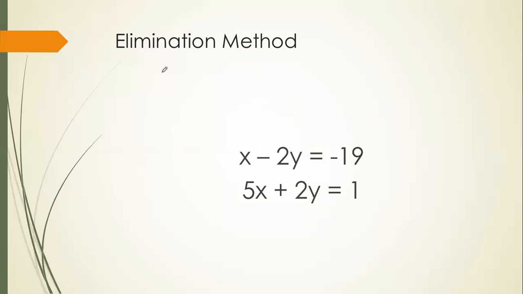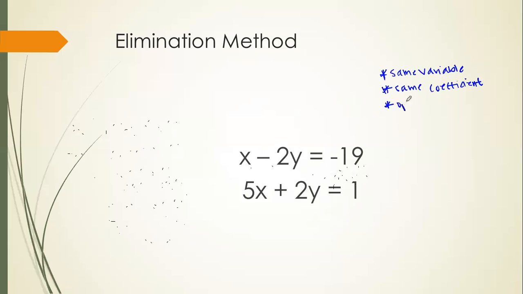All right, so elimination method. What we're looking for in elimination method is the same variable with the same coefficient with opposite signs. So what we're looking for when we're doing elimination method, we're looking for the same variable with the same coefficient and opposite signs. So positive, negative, or plus and a minus.